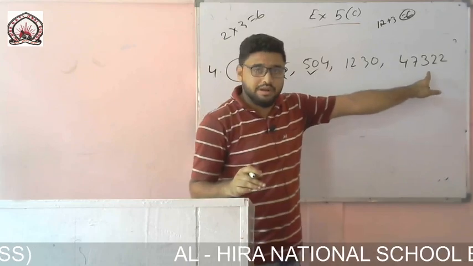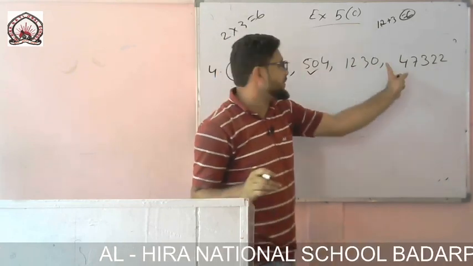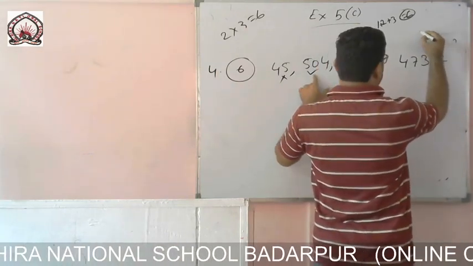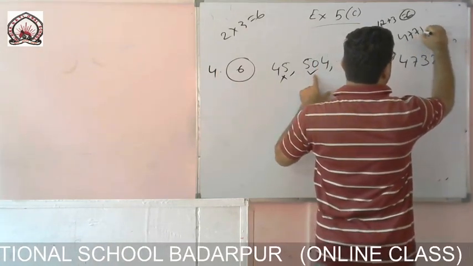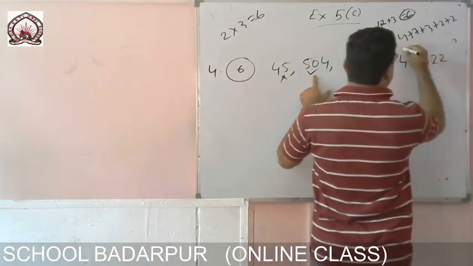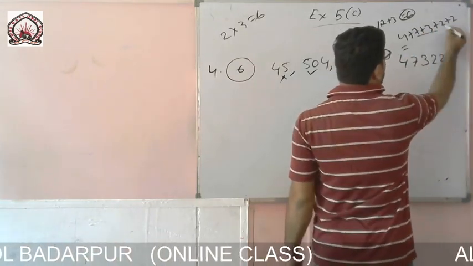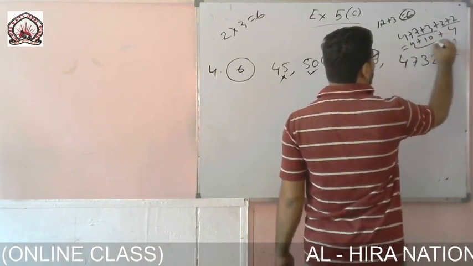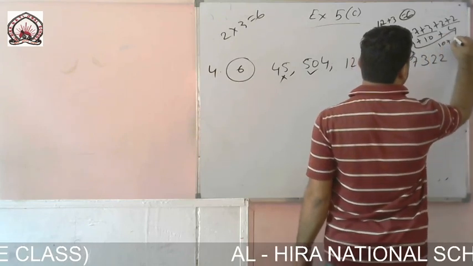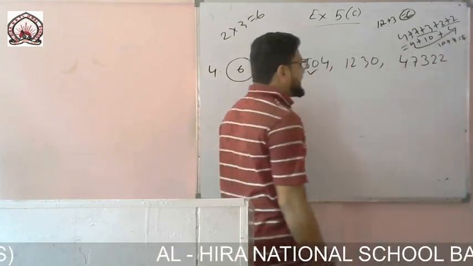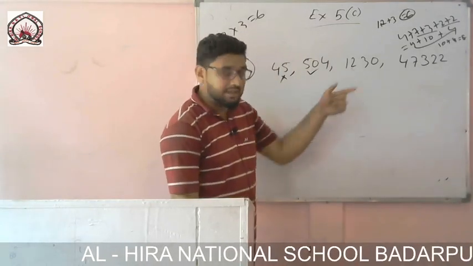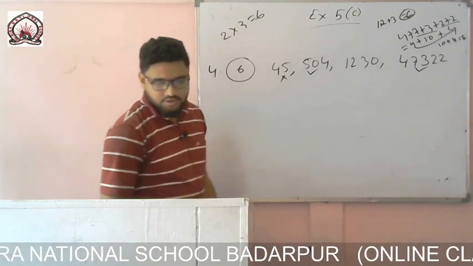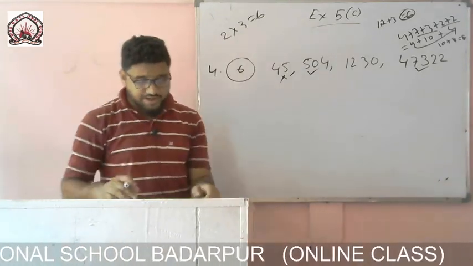Then it is divisible by 2. Now divisibility of 3: how to check? You add all the digits: 4 plus 7 plus 3 plus 2 plus 2. You see 7 plus 3 is 10, 2 plus 2 is 4, and 4. So 4 plus 4 is 8, 10 plus 8 is 18. So 18 is again divisible by 3. So the whole number is divisible by 3. So write.